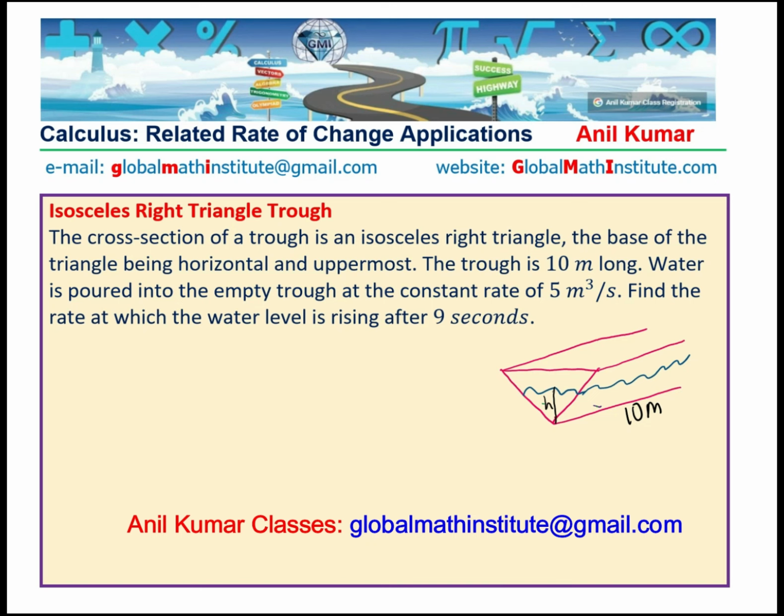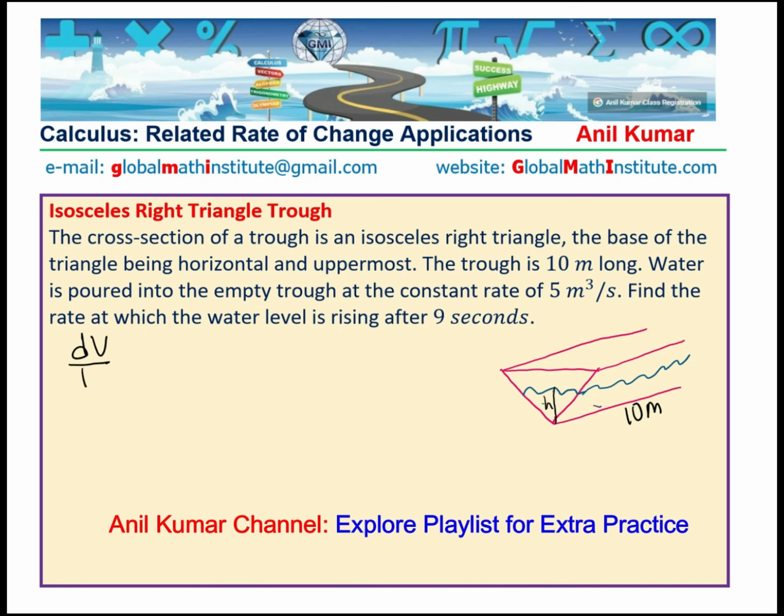So dV/dt, the rate at which water is being filled, is 5 meter cube per second. We are interested in finding the rate of change of height at 9 seconds. So we need to find what is dh/dt at t equals 9. So first thing is that we have to relate the volume in terms of height. How do we do that?